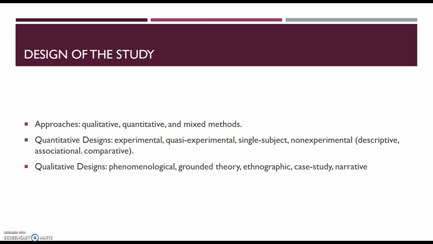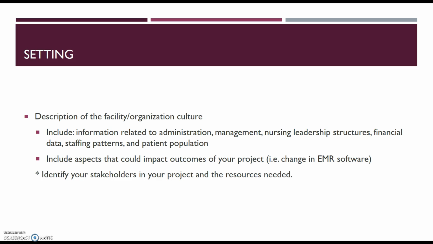So when you are reporting on the design of your study, you're going to choose one of these and then just elaborate a little bit on how your study, for example, is a quasi-experimental study. What are your variables, your independent and your dependent variables, for example? So the setting, you're going to describe the facility or the organization. This includes administration, management, nursing leadership structures, financial data, staffing patterns, and patient population. You will also want to include aspects that could impact the outcomes of your project.